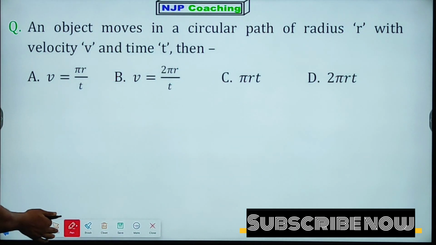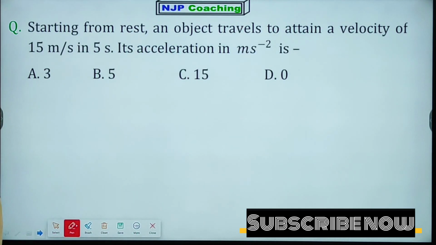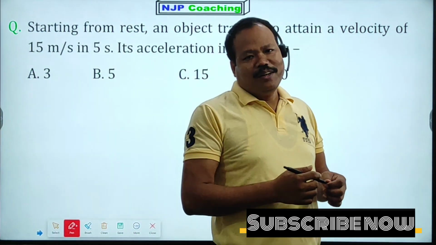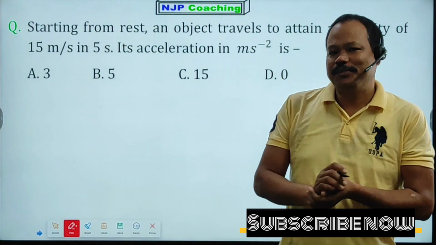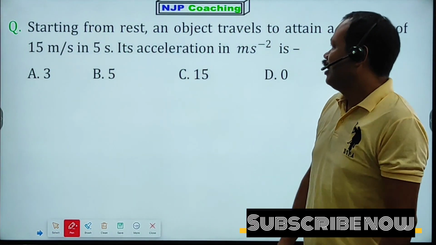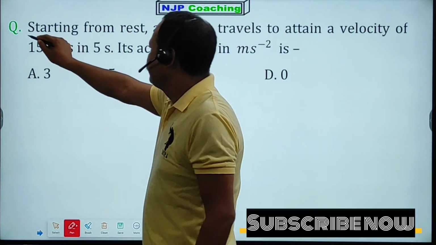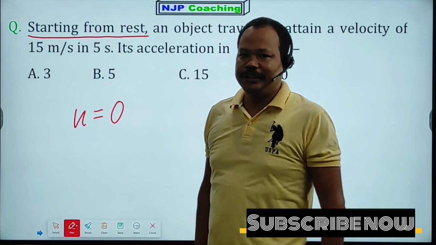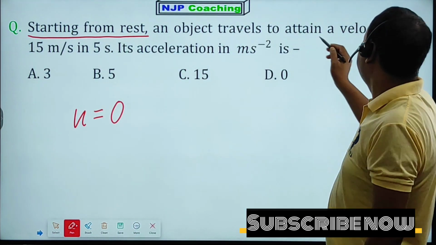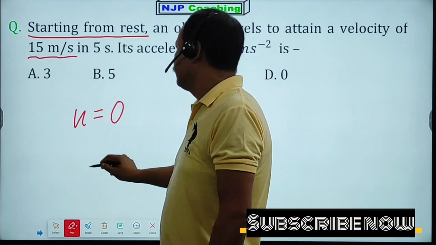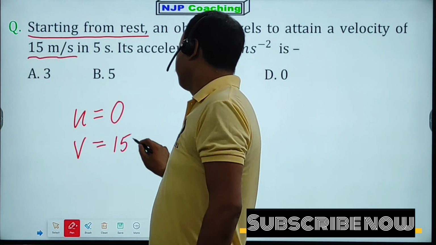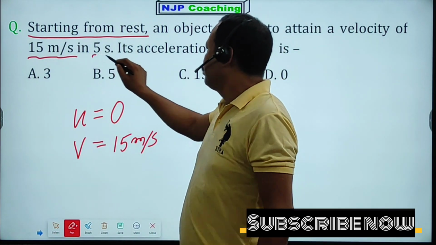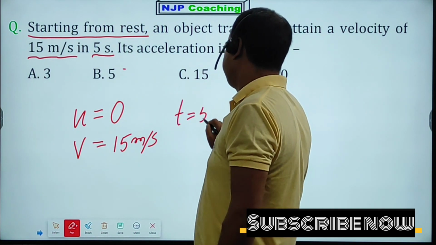Okay, next question. Starting from rest, an object travels to attain a velocity of 15 meter per second in 5 seconds. Starting from rest, meaning initial velocity 0. An object travels to attain a velocity of 15 meter per second. That means final velocity 15 meter per second. And what is the time taken? That is 5 seconds. T equal 5 seconds.